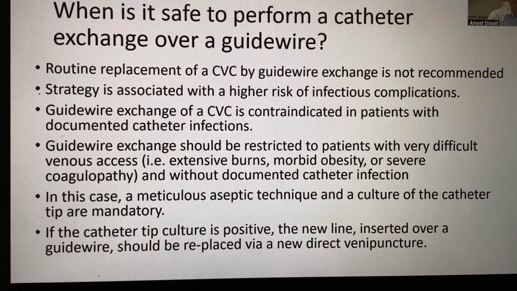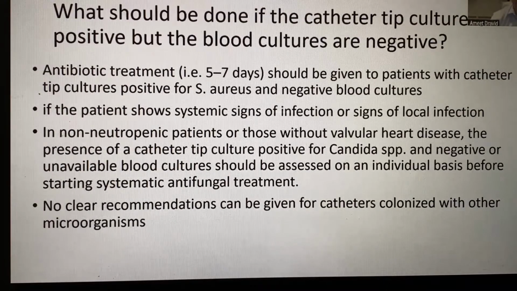So, if your central venous blood culture and peripheral venous blood culture are positive, then you cannot do a guide wire exchange. Guide wire exchange should be restricted to patients with very difficult venous access, like extensive burns, morbid obesity, severe coagulopathy, and without documented catheter infection. So, where there is presumed CRBSI, again a meticulous aseptic technique and culture of the catheter tip are mandatory.